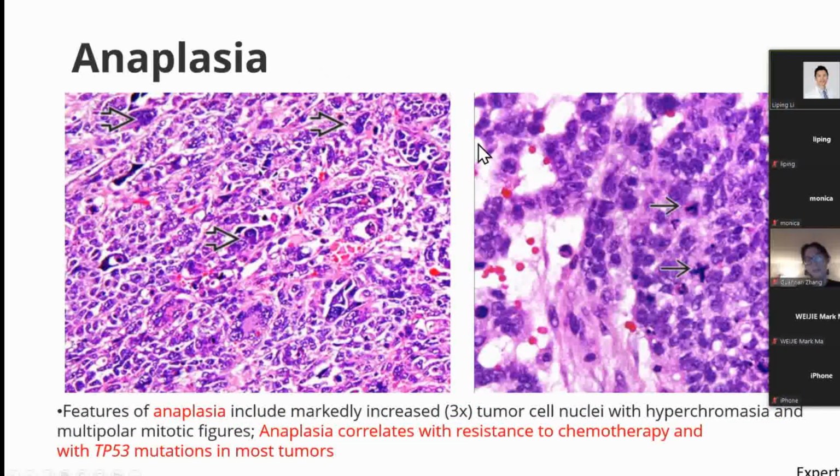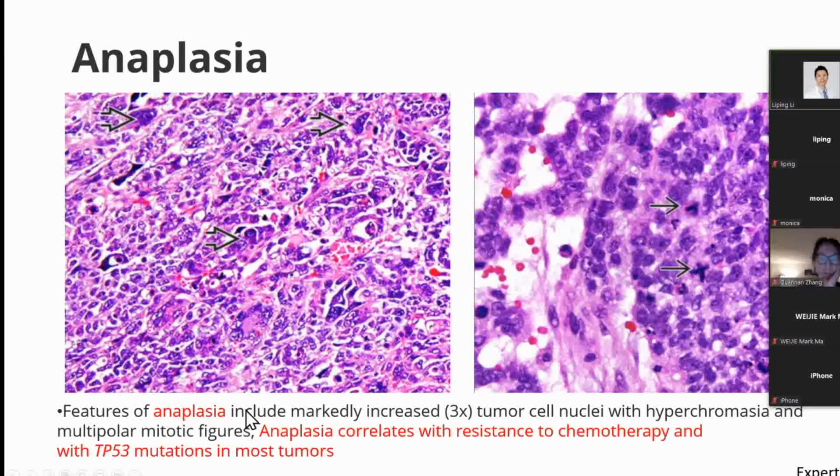And one of the things when you write down the report, when you have the Wilms tumor diagnosis, you need to mark down what percentage is anaplasia. Why do we need to do that? Because this anaplasia feature is related to resistance to chemotherapy, and it is related to TP53 mutation. So what is this anaplasia?